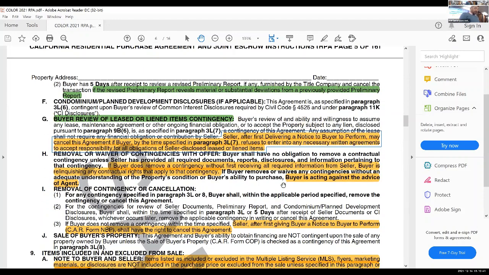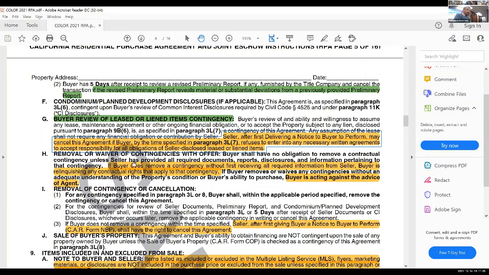And then here where it says removal or waiver of contingencies with the offer. It says the buyer shall have no obligation to remove a contractual contingency unless seller has provided all required documents, reports, disclosures, and information pertaining to that contingency. Right? You're not obligated to. But do we? Do they? Can they? Will they? They may try. Up to us to mitigate things. Make sure they're understanding what they're doing.